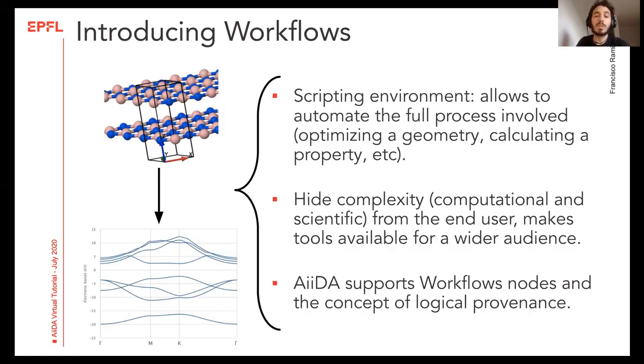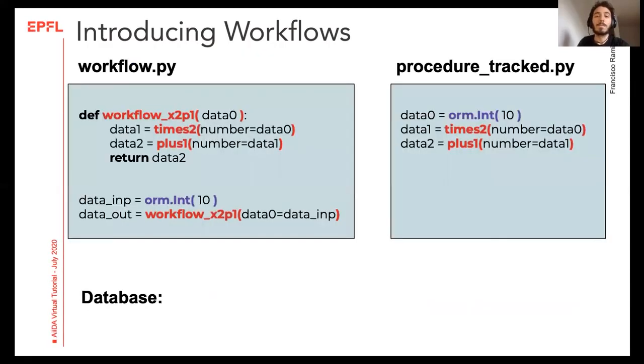Moreover, in AiiDA, we support the design of workflows through the implementation of a specialized type of node. So how does that work? Let's first analyze how one would go about doing this normally. You can imagine taking the procedure that we used before, here on the right is what we used before, and then wrapping it around the function here on the left that can more easily be reused.